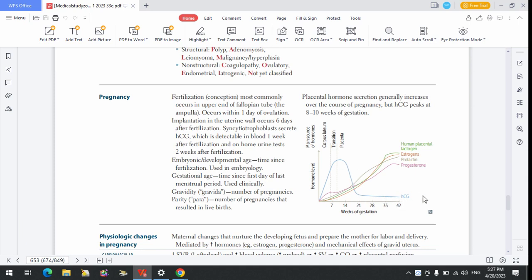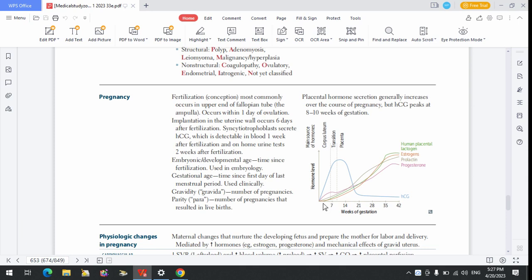hCG begins to be formed around day 6, when you have formation of the syncytiotrophoblasts following implantation. Let's say in the first week hCG starts rising. It acts on the corpus luteum, causing it to differentiate into the corpus luteum of pregnancy, so that it can continue the progesterone secretion.